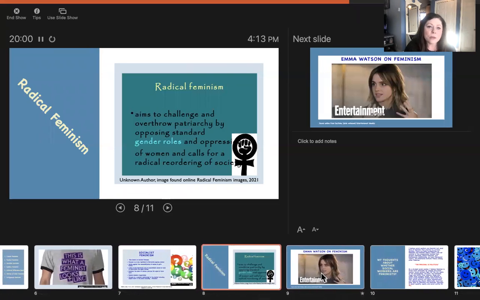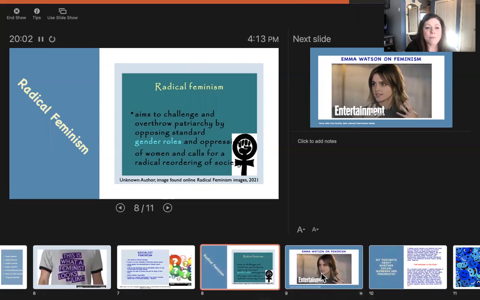Now, radical feminism, I found this image. The author is unknown, but it basically pretty much tells you what radical feminism is. It aims to challenge and overthrow patriarchy by opposing standard gender roles and oppression of women, and calls for a radical reordering of society.